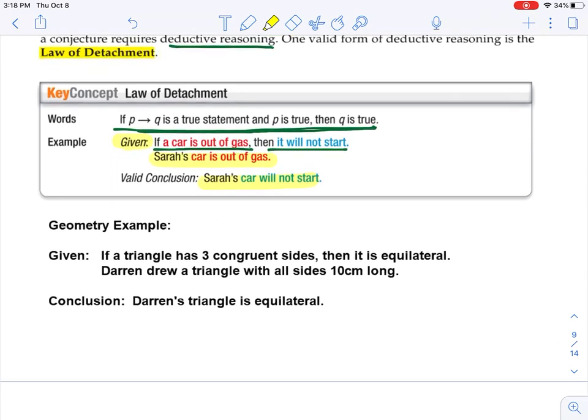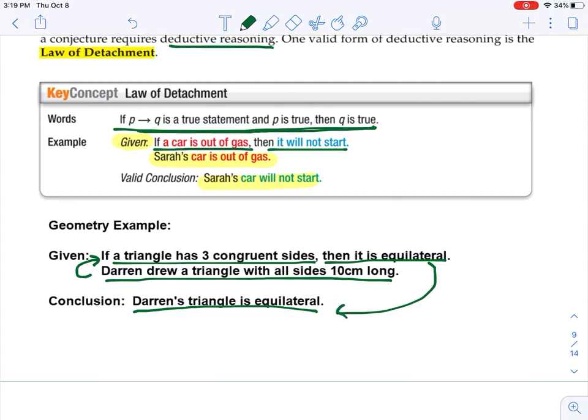Similarly, for a geometry example, if a triangle has 3 congruent sides, then it is an equilateral. That's just a very general statement. So we have Darren drew a triangle with all sides 10 centimeters long. Then we can conclude, a valid conclusion would be Darren's triangle is an equilateral. So when we focus our statement, it should be similar to our hypothesis, and then our conclusion should be similar to the given's conclusion.